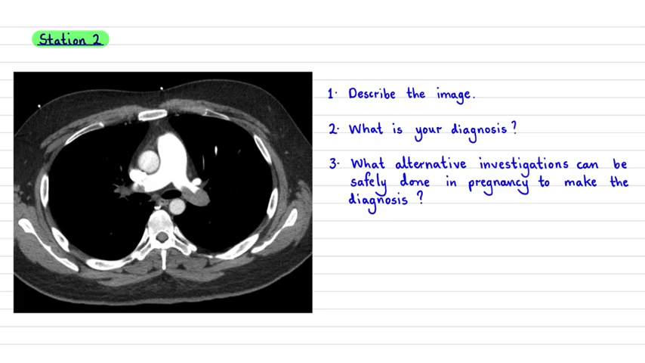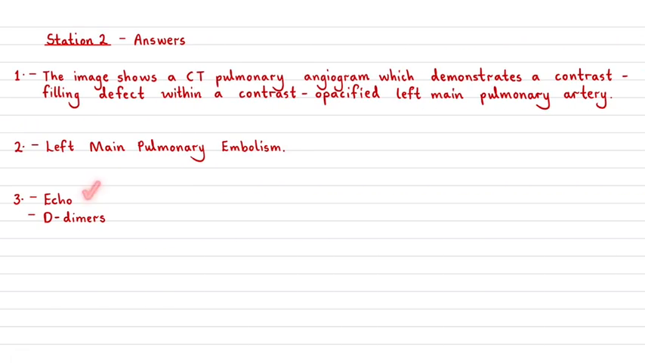And then alternative investigations which can be safely done in pregnancy to make the diagnosis. Remember, in pregnancy we're just trying to avoid radiation. So you can do an echo. You can also do D-dimers. D-dimers are basically indicators of coagulation. So when they're elevated, they're telling us that there was some coagulation going on.